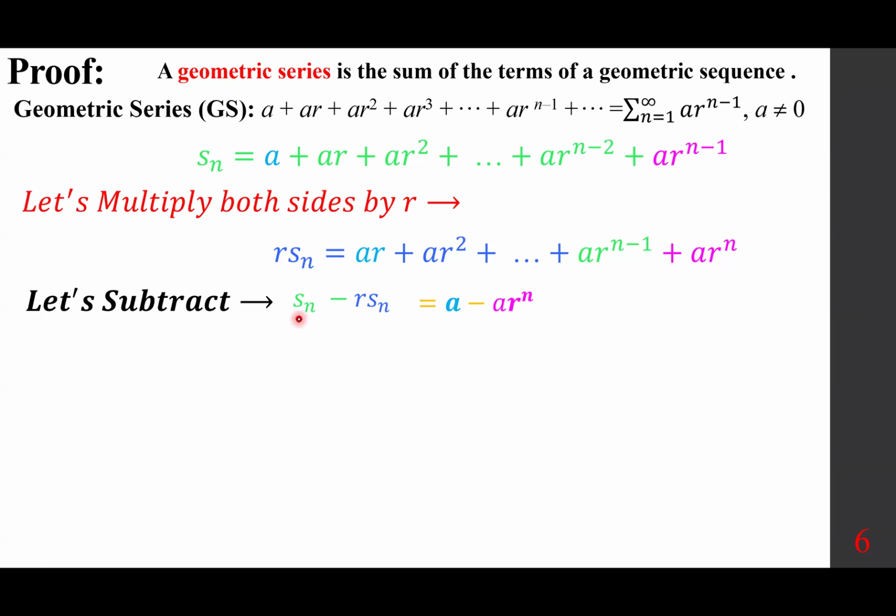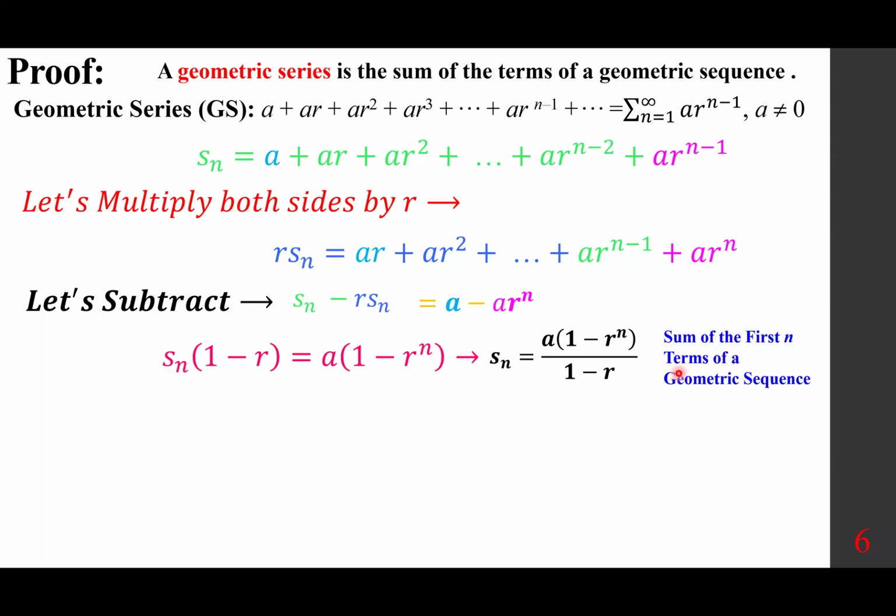I can factor out S sub n from the left side. I can factor out the a from the right side. And so if I divide by 1 minus r, that's the proof that S sub n is a times 1 minus r to the power of n over 1 minus r, the sum of the first n terms of a geometric sequence.